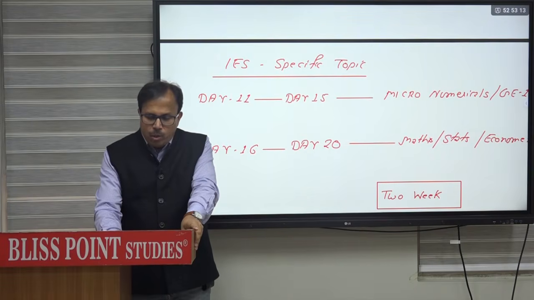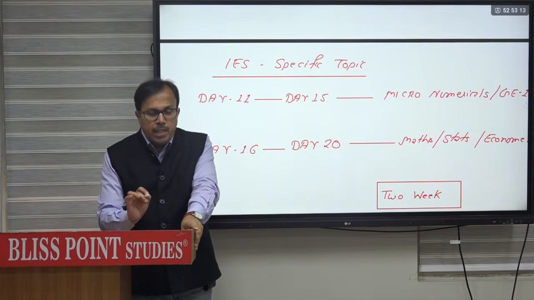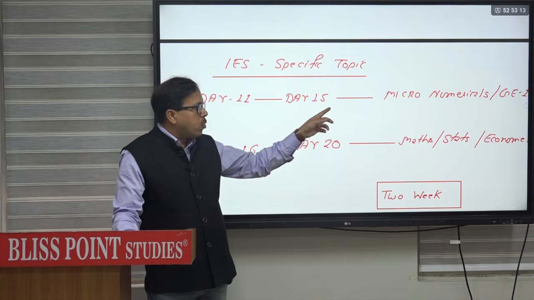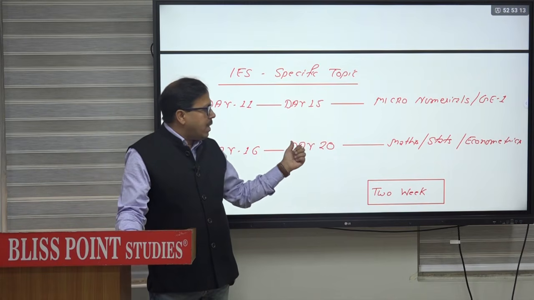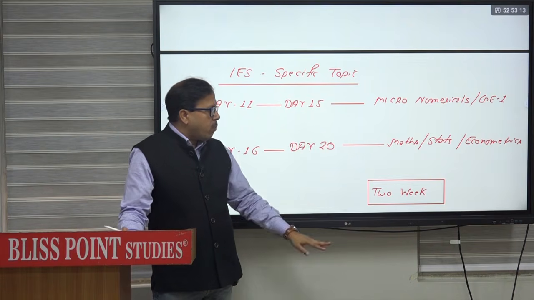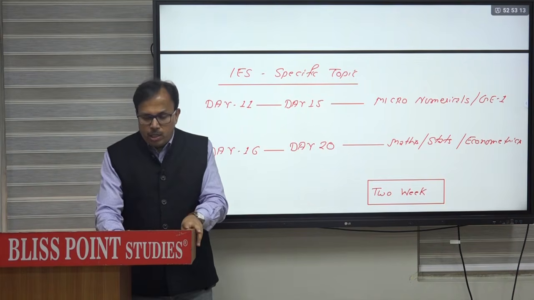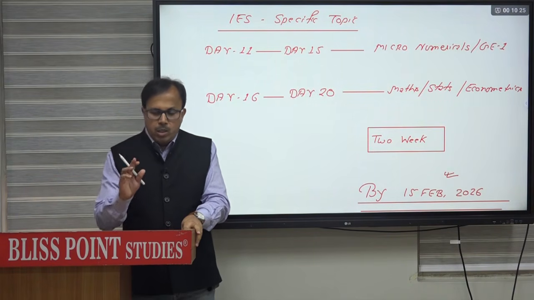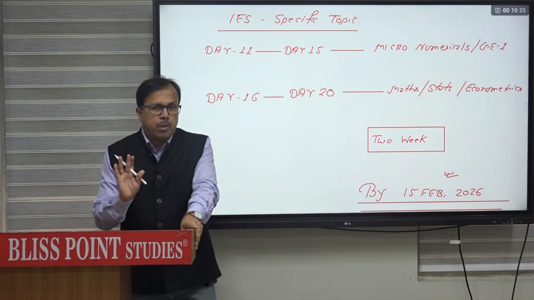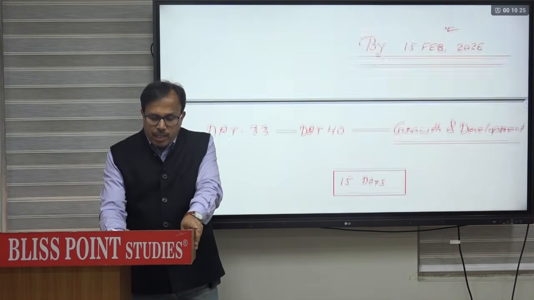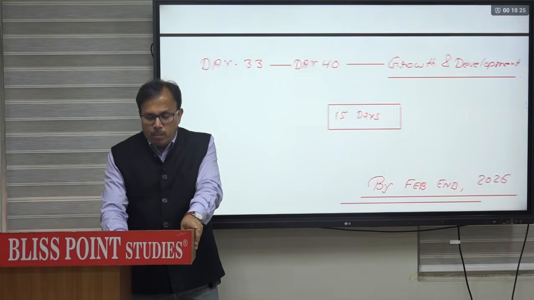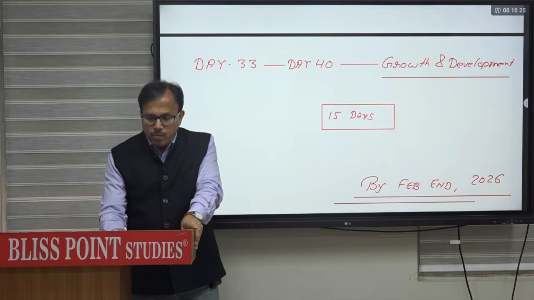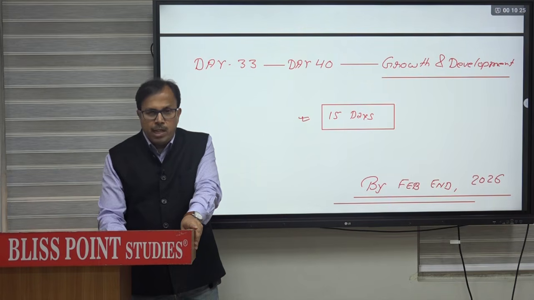Then again comes the second lot of specific topics. For specific topics, days 11 to 15 are the next set of micro numericals, which is part of G1, and then 16 to 20 will again allocate 2 weeks for these specific topics. So by 15th of February your IS 20 days of specific topics should be complete. Then days 33 to 40 are for growth and development, again part of the general economics 2 paper. Again you can allocate 15 days for that. By February end this should be over.